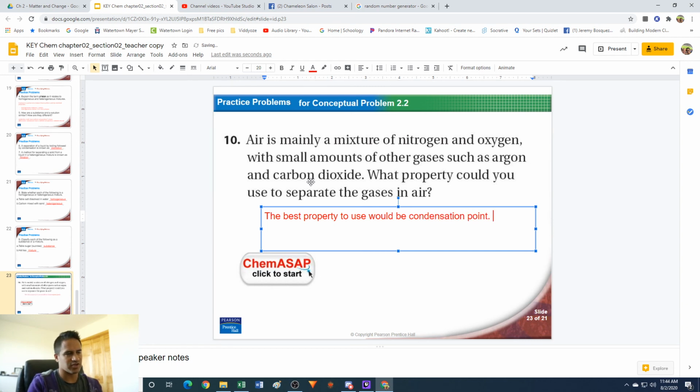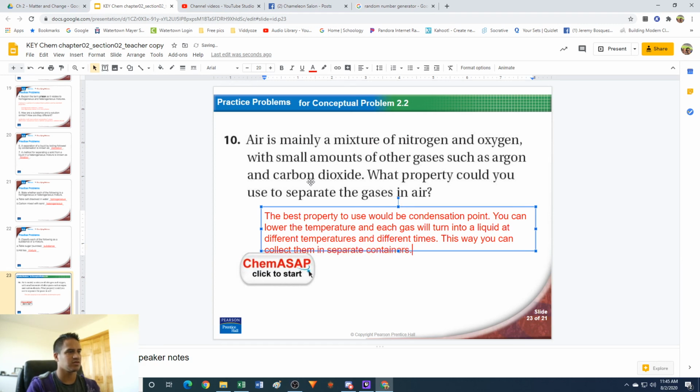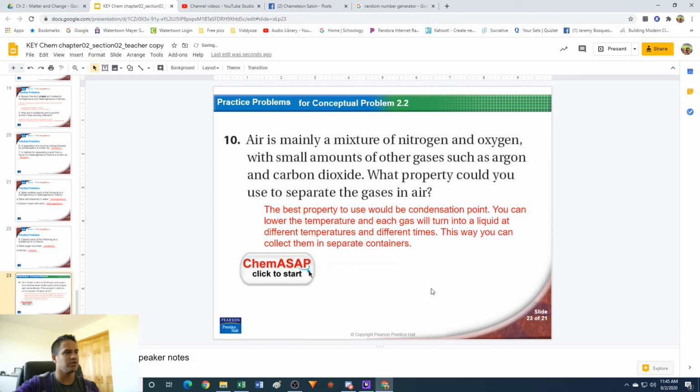So we'll even describe it a bit. So you can say you can lower the temperature and each gas will turn into a liquid at different temperatures and different times. This way you can collect them in separate containers or something like that, okay? All right, so there we go. So that's probably the best way to do it.